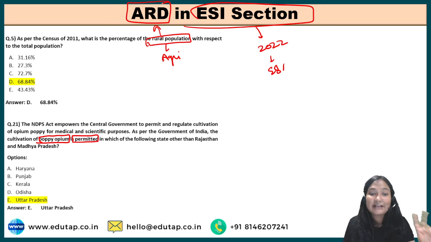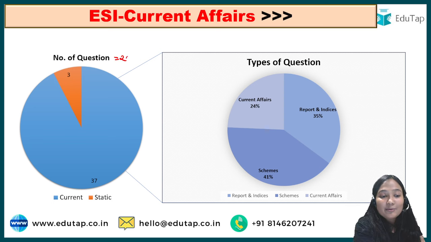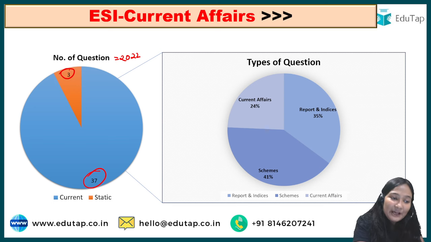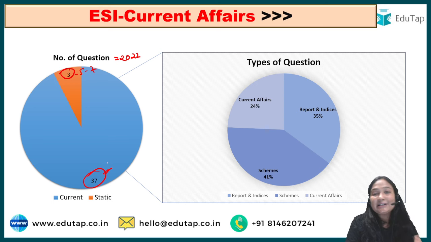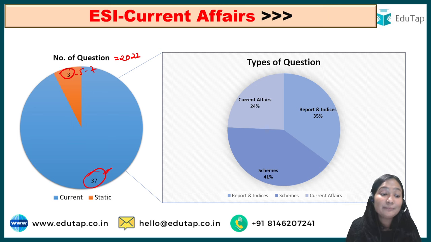Okay. Second, when I say that current is more important in ESI, why am I saying this? See, although I am only talking about year 2022, it doesn't happen like this every year, but in year 2022 only 3 questions were there from static, and 37 questions were there from current. Again, sometimes the questions were 3, sometimes 5, sometimes even 7, but not more than that. But here 30 questions will be from current, not static. Current is more important. Maximum questions come from current, fewer questions come from static.